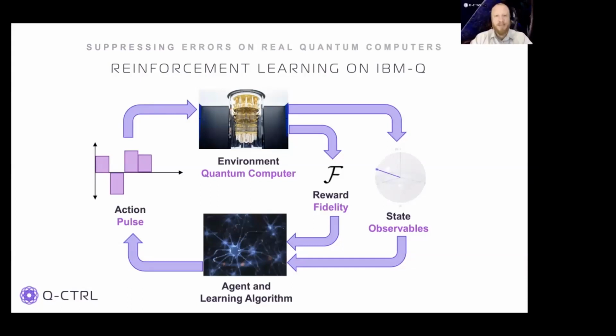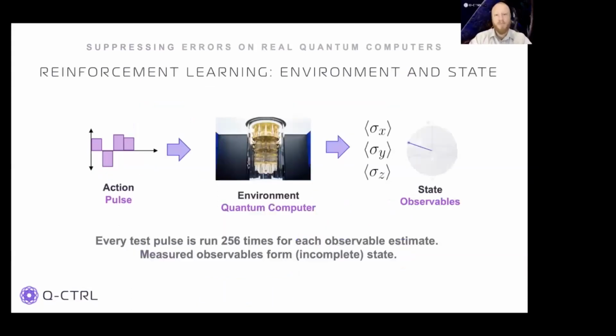Let's break down this process step by step. The first part to understand is the environment and state. The agent deploys a series of pulses to the quantum computer. Full tomography of the quantum state would require too many measurements, as a real qubit is not just a two-level system, but instead a multi-level oscillator. So instead, an incomplete measurement of the quantum state is used. In this result, we calculate an estimate of the three Pauli operators. The estimates were calculated by averaging 256 runs of the quantum computer. Even though the estimates are noisy, our learner is still able to use this information effectively.